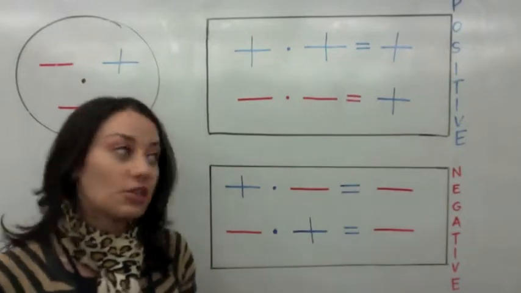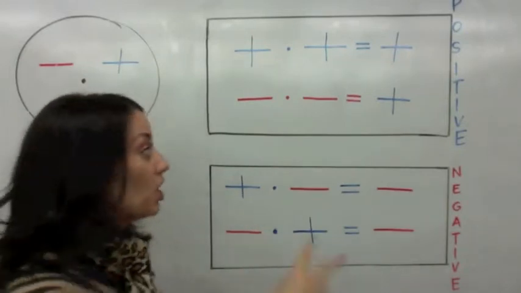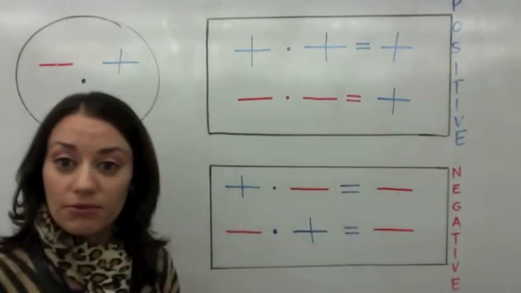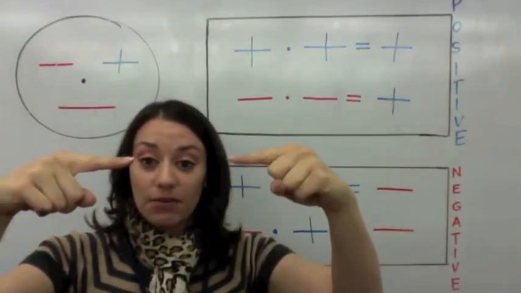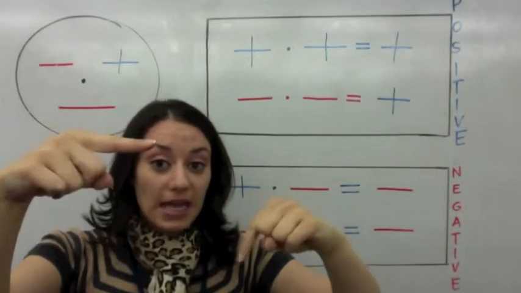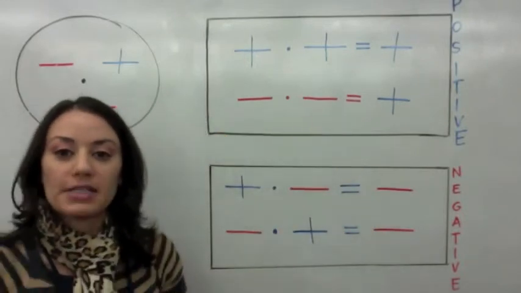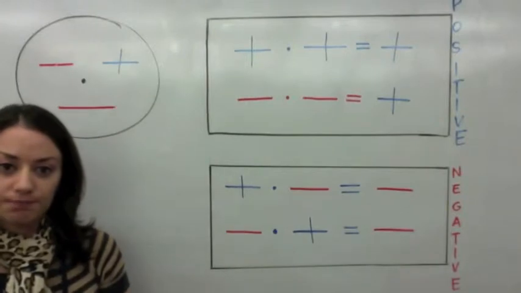Now here's the difference. When you multiply or divide two negatives together, you also get a positive. Negative and a negative make positive when you multiply. Negative times negative makes positive. So those are your positive answers. So go ahead and get that down.